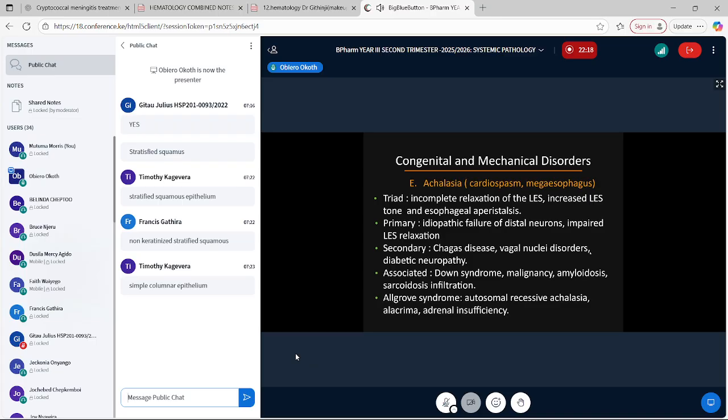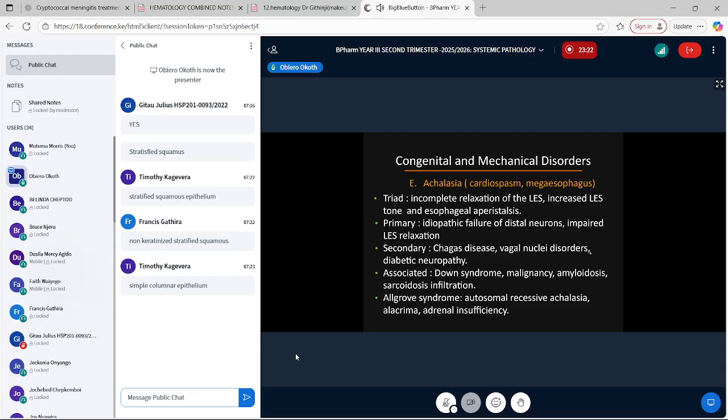Now, in this case, there's a problem with coordination of the muscle and the sphincters. You have incomplete relaxation of the lower esophageal sphincter with increased lower esophageal sphincter tone, and the esophagus is not giving you strong peristalsis. So in short, you close the door, in this case the lower esophageal sphincter, but you don't have enough power to push food through that closed door, so food now remains in the esophagus. So a triad of incomplete relaxation of the lower esophageal sphincter, increased lower esophageal sphincter tone, and loss of esophageal peristalsis. That is achalasia, or what we call cardiospasm or megaesophagus, because food will remain in the esophagus and the esophagus will become larger.